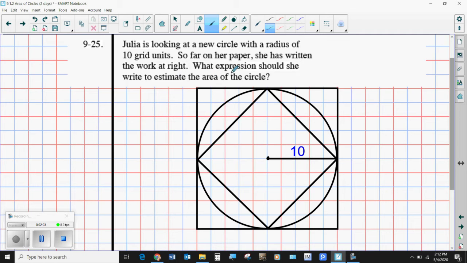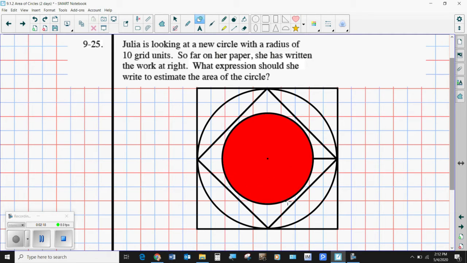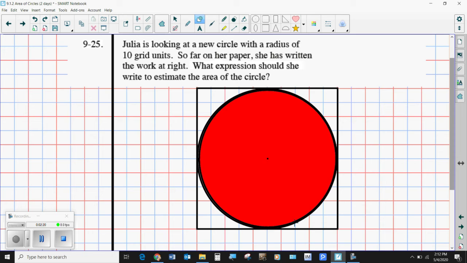Well, I don't know if you want to create an expression for that, but let's just see if we can figure out what the area of this circle is. And once again, the circle that I'm referring to, let me get it nice and bold. This would be the circle right there that we're talking about. Okay, so that's a circle with a radius of 10.